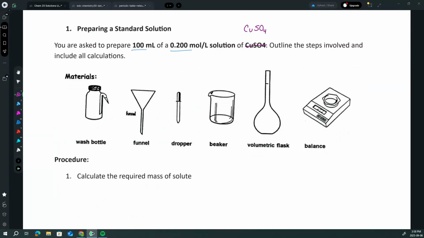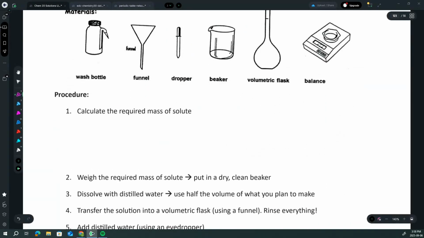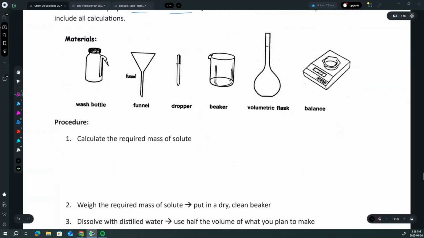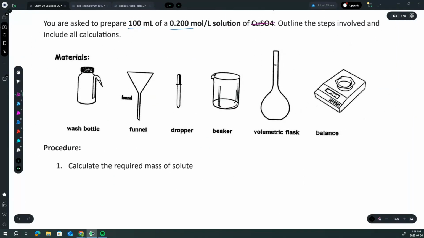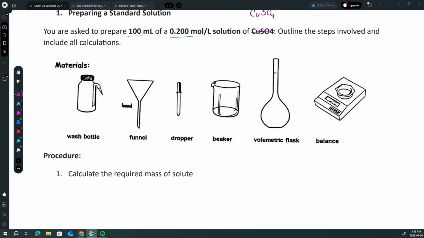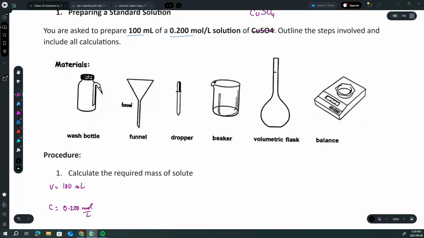Alright, so first off, I'm just going to start with calculating the required mass of solute, and then I'll talk my way through the rest of this. Okay, so what we're given here is volume, which is 100 milliliters, and then we're given concentration, which is 0.200 mole per liter, and that looks to be it.